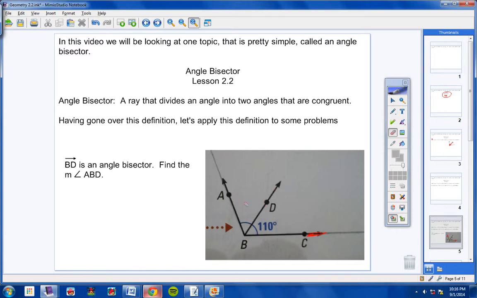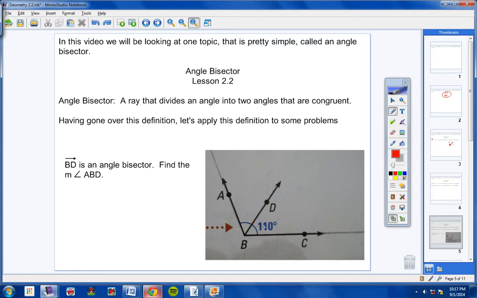Now I'd like to show you something else, students. When you see this 110 degrees right here, that 110 degrees is not referring to this angle right here. And you might say, well, Mr. Earhart, how do you know that? Because of this blue mark right here.